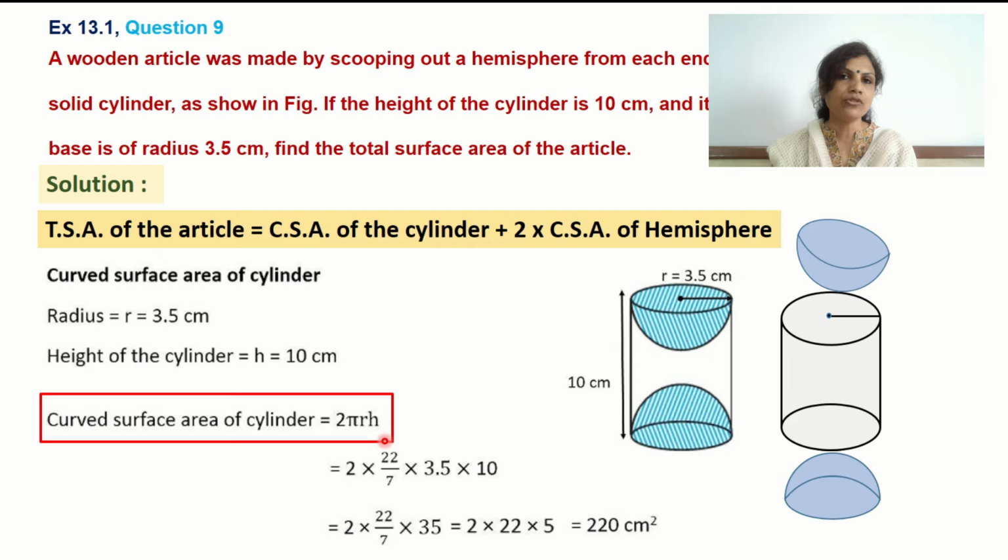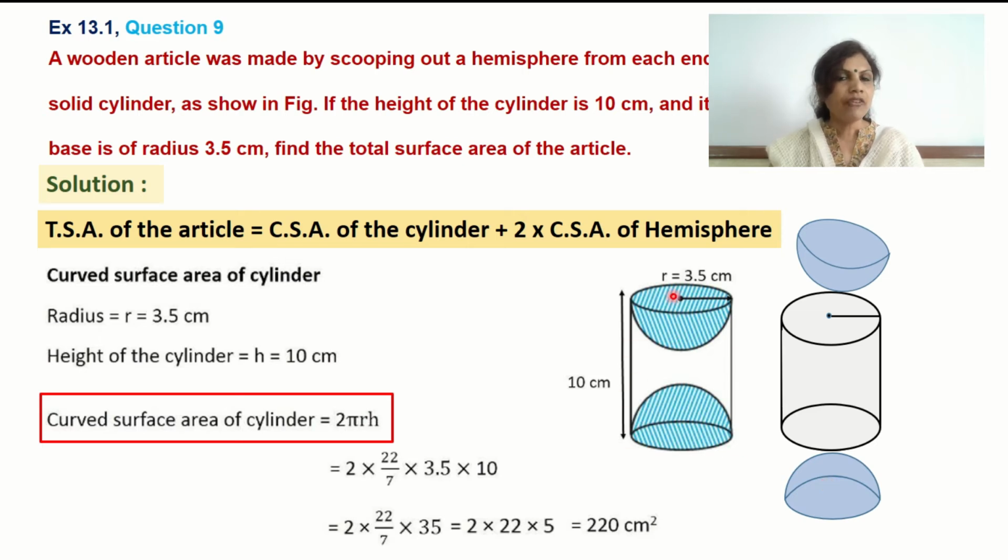This is an important sum, children, and this has been asked in the CBSE examination 2-3 times. Easy but important also. So a wooden article is made by scooping out a hemisphere. The figure clearly explains that from the cylinder the hemispherical scoop is taken out from both the ends. What we have to do is find the total surface area of the article.